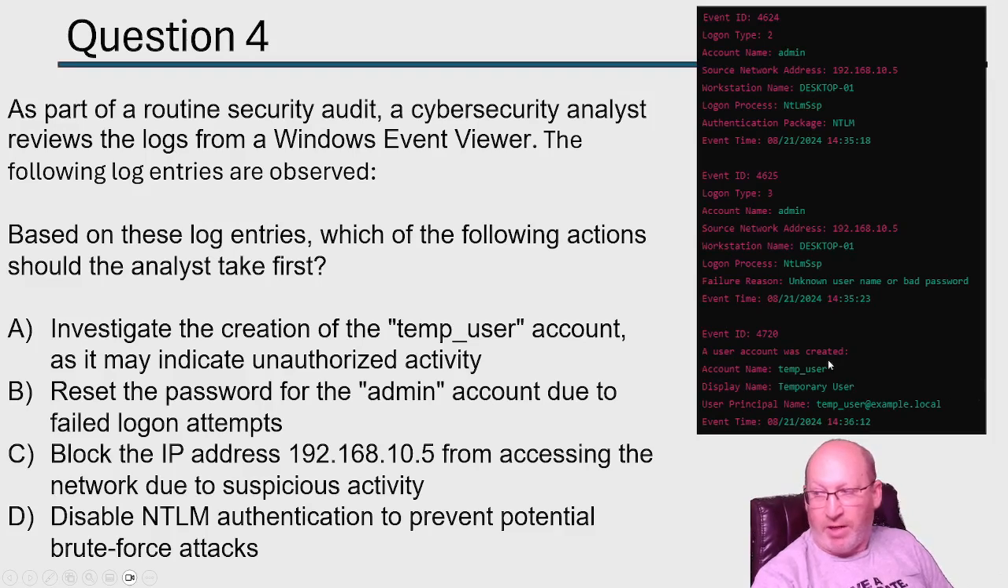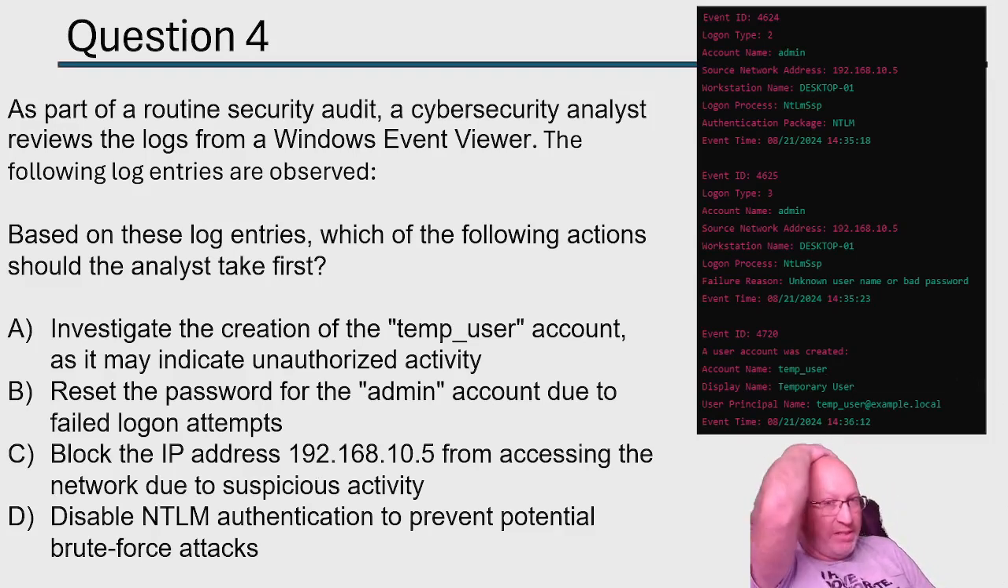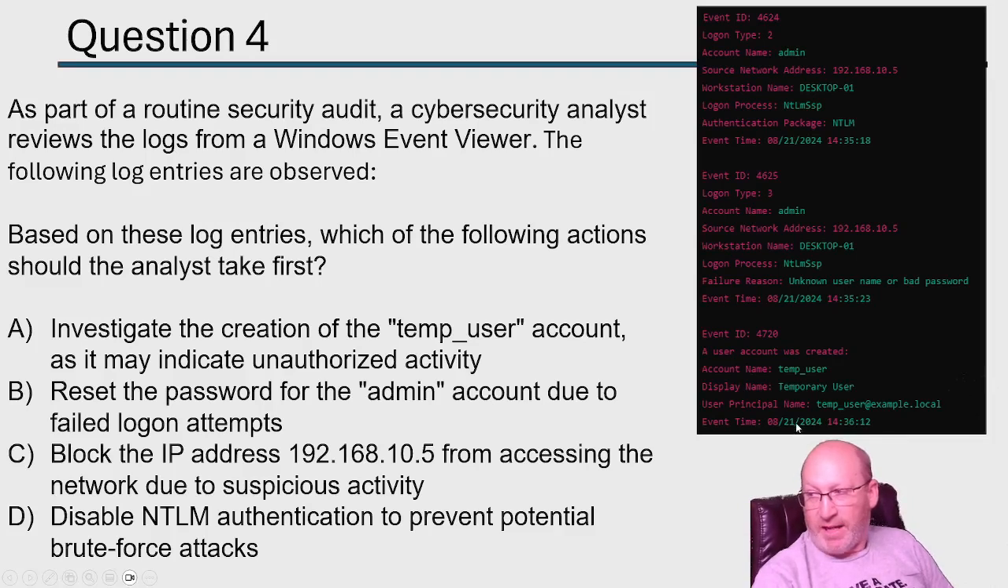And then we see a user account was created, and we see a temp user, temporary user, with a domain associated with it. So we have this new temporary user logged in there. And this provides us kind of what's going on. So we had an admin log in, we had somebody try to log in as an admin, and then we had a temporary user that was created, all within the span of what? A couple minutes, right? So 35:18, 35:23, 36:12, all within a minute. And so that is definitely something we need to look at.